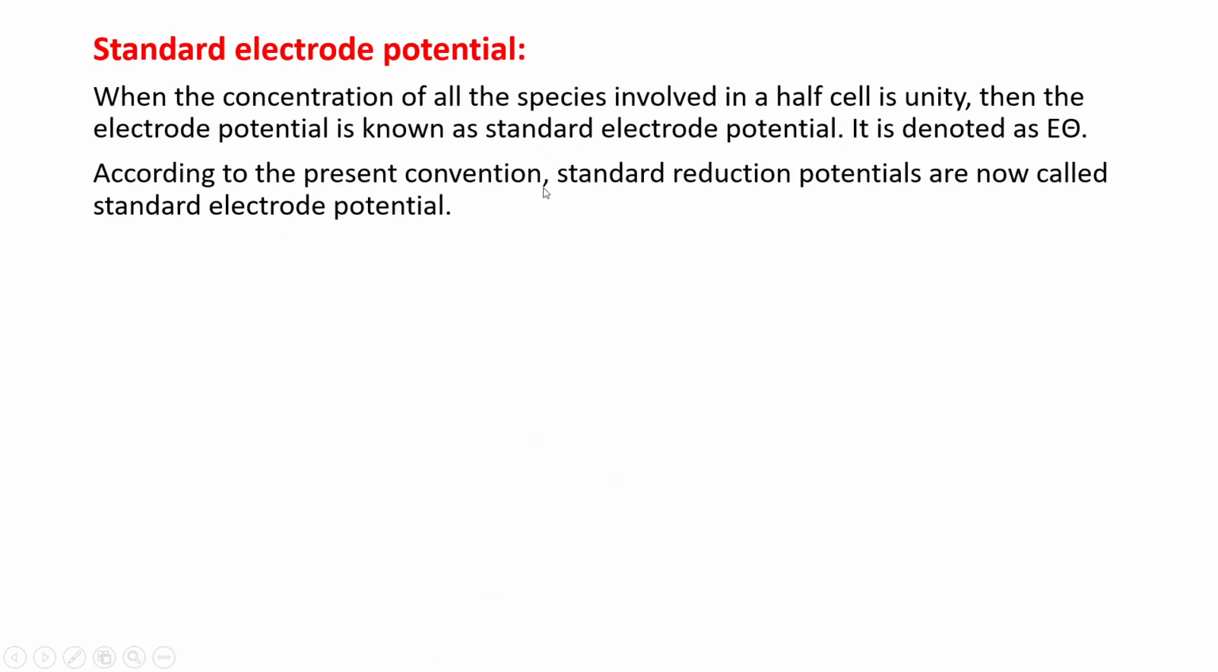Standard electrode potential can be defined as follows: when the concentration of all the species involved in the half cell is unity, then the electrode potential is known as standard electrode potential. It is denoted by E naught. So when the concentration of all the species present in the cell is one, or unity, we can say that the potential measured is E naught. According to the present convention, standard reduction potential is now called standard electrode potential.